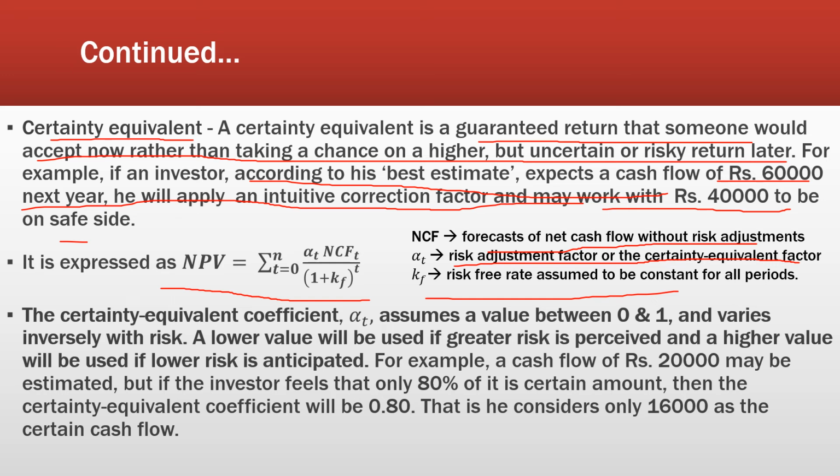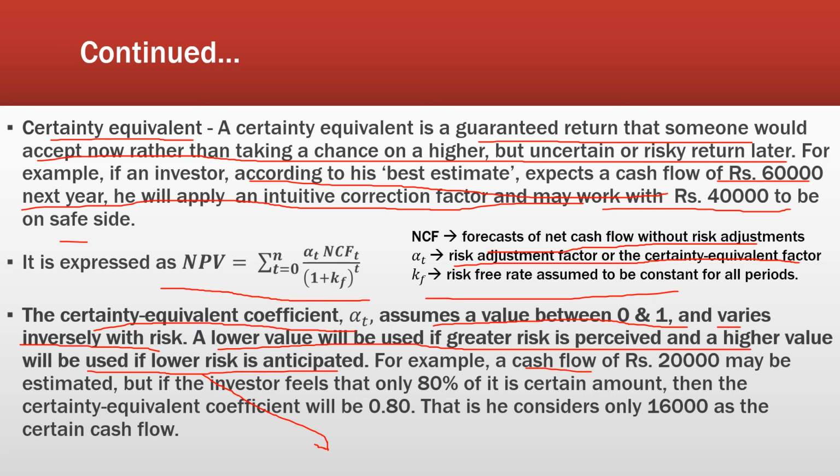So what is the alpha t, or the certainty equivalent coefficient? It assumes a value between 0 and 1 like probability and varies inversely with risk. Higher risk, lower the value of alpha t. A lower value will be used if greater risk is perceived, and a higher value will be used if lower risk is perceived or anticipated, or guessed.